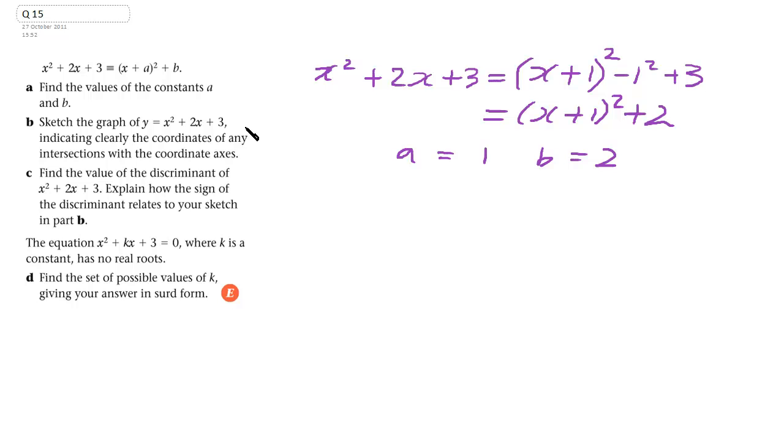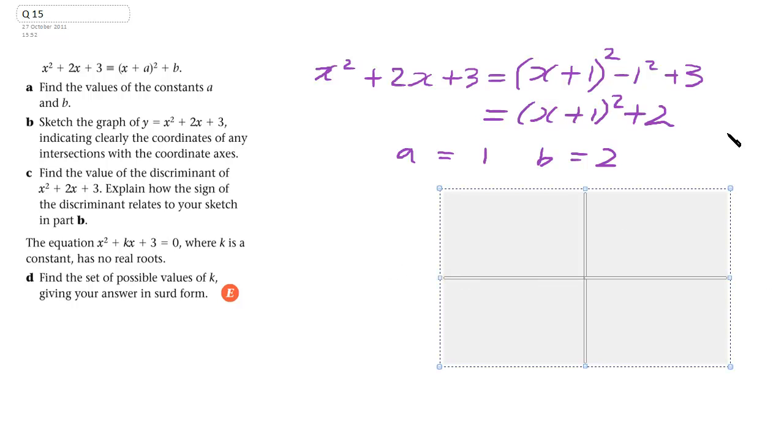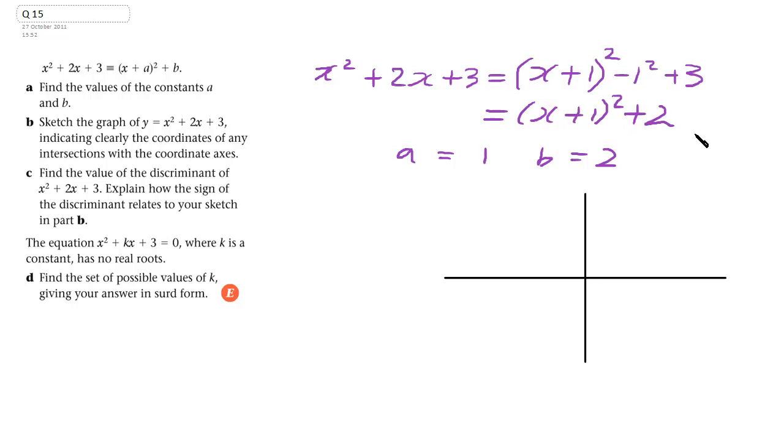Now I'm going to sketch the graph of y equals x squared plus 2x plus 3. So let's just put some axes in. Well, first of all, I'm going to use this answer here, but I'm going to draw a graph of y equals x squared to help me. So there's a rough sketch of y equals x squared. So this is y equals x squared. Now how have I transformed this to get this?